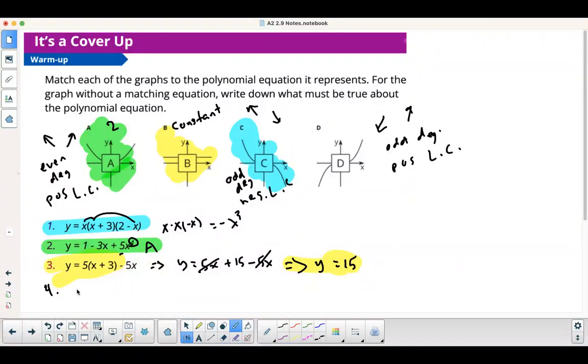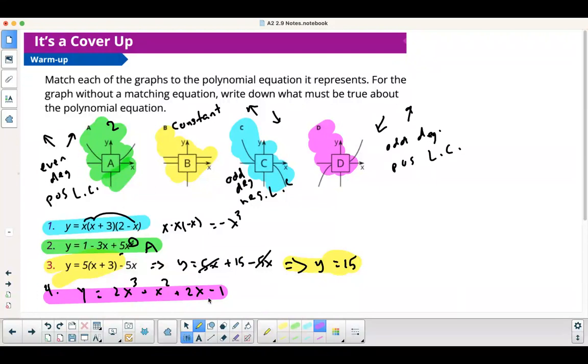So I just, as long as it has an odd degree and a positive leading coefficient, something like this, y equals 2x cubed plus x squared plus 2x minus 1. I don't know. But the highest power is 3, and the lead coefficient is positive. So that would be right there. So they actually almost tricked me on that one. Okay. And this one could vary as long as this is an odd degree and positive leading coefficient.